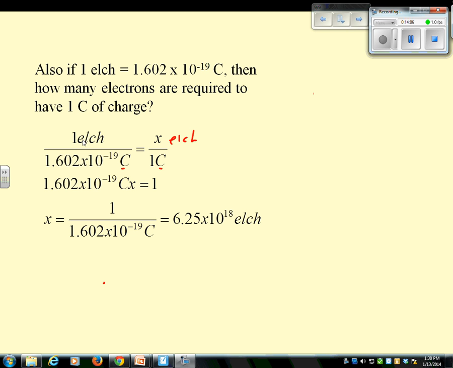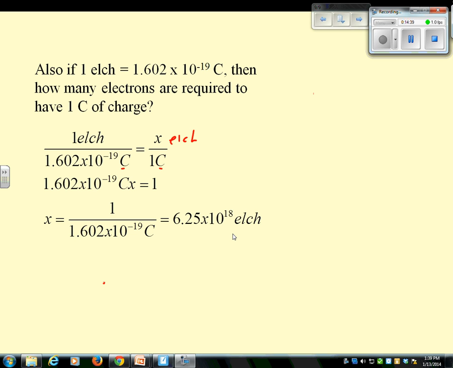You cross multiply. So it's this number times X: 1.602 times 10 to the minus 19 coulombs. X is equal to 1. Where does this 1 come from? 1 times 1. Divide both sides by 1.602 times 10 to the minus 19. And you get X equals 1 over that number, or 6.25 times 10 to the 18. Or in other words, 625, 0, 0, 0, 0, 0, 0, 0, 0, 0, 0, how many zeros?